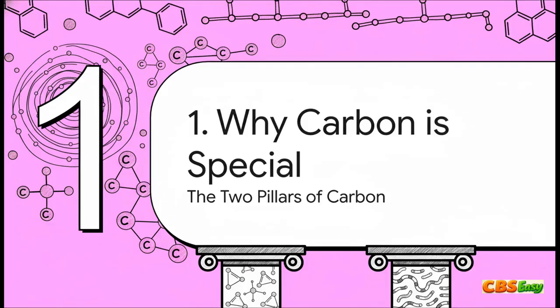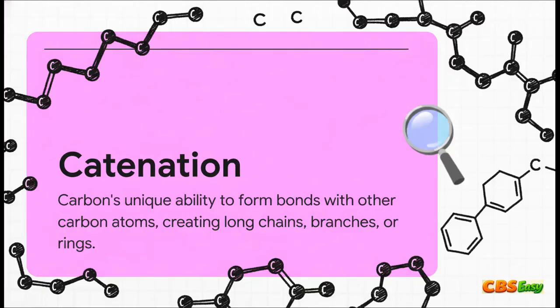Okay, let's dive in. To really truly get this chapter, you just need to understand 2 fundamental properties of carbon. I promise you, once you nail these 2 concepts, everything else just starts to click into place. The first pillar is a fancy word called catenation. Think of it like carbon's superpower. It can link up with itself over and over and over again to form these super stable chains and rings.